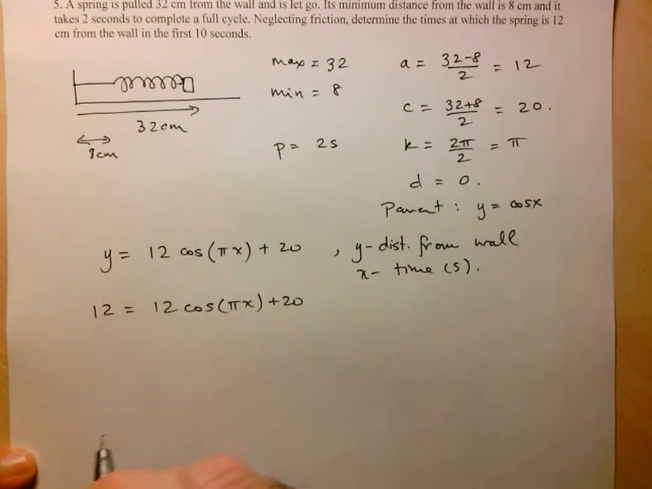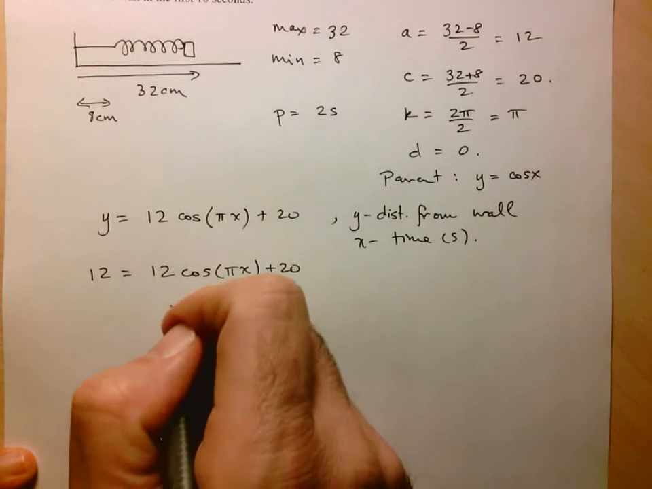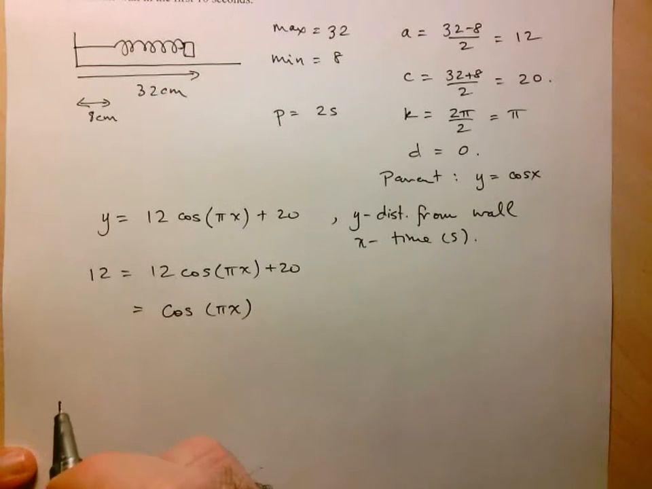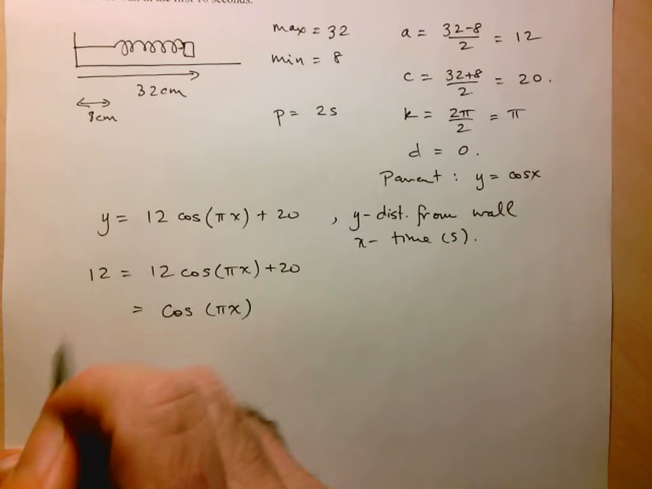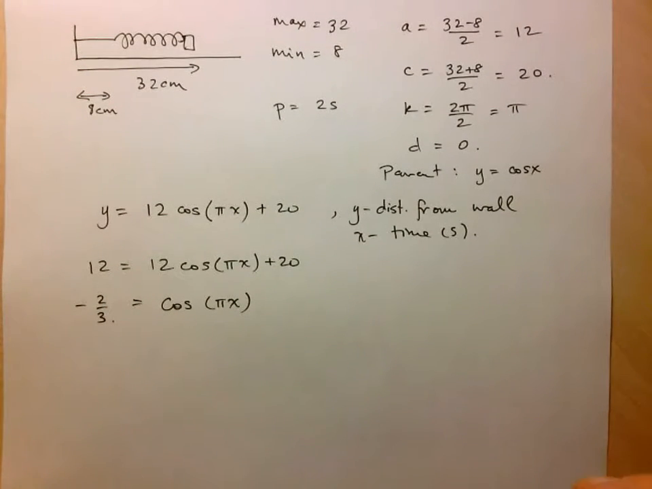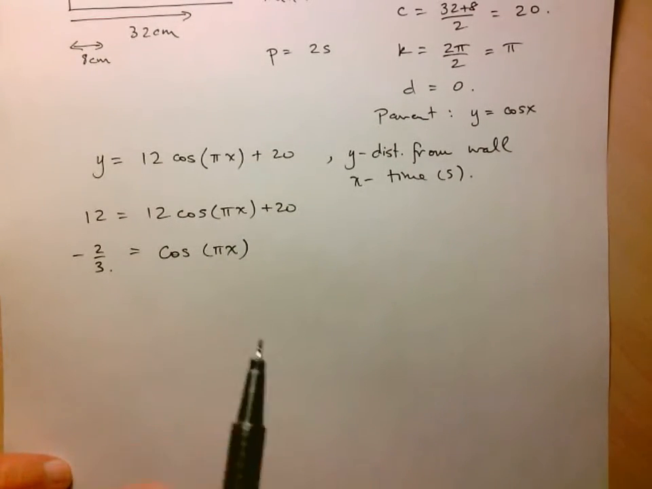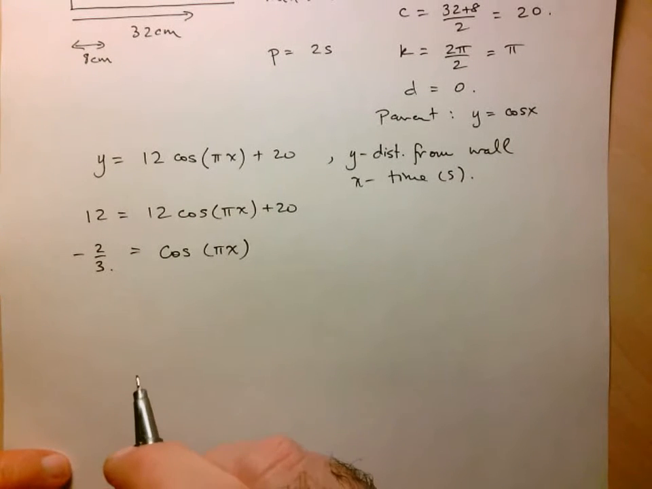First, we isolate the trigonometric ratio. So cos of pi x is equal to 12 minus 20, which is negative 8, divided by 12, so negative 8 over 12 is negative 2/3. Since that's not a nice fraction, I'm going to leave it as 2/3 and wait to use my calculator to find some approximations. We need to calculate all the possible answers from 0 to 10, so let's start by calculating the first two answers.